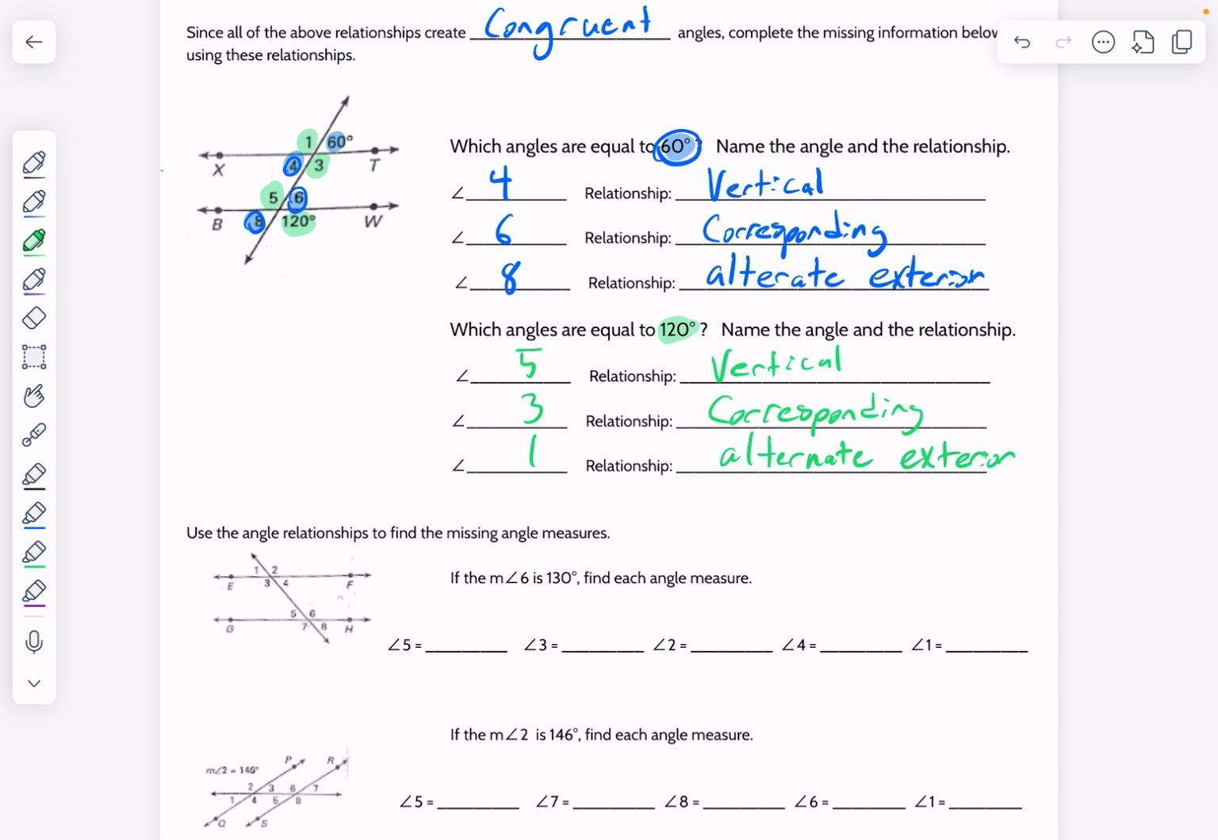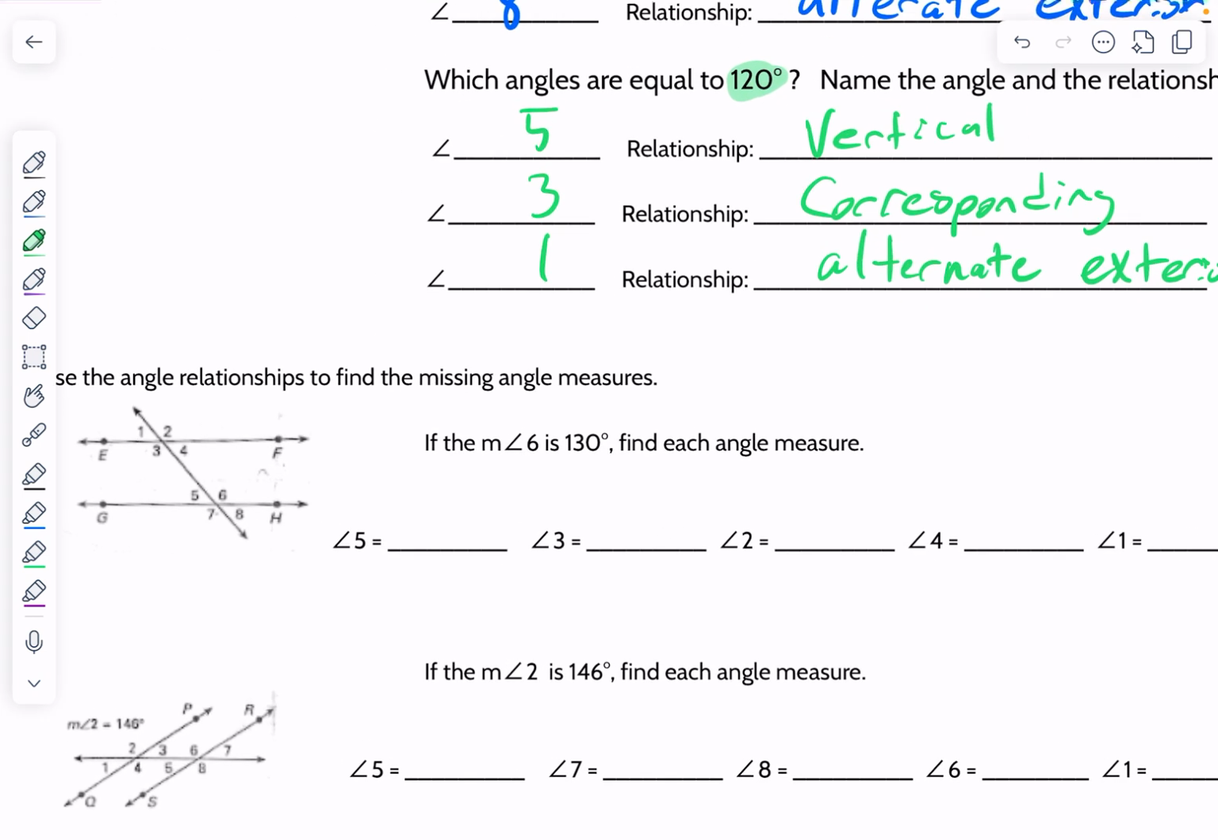All right, so now we're going to use these to find missing angle measures. If the measure of angle 6 is 130 degrees, so I'm going to find that measure. It's right here, angle 6. It's saying it's 130. I'm going to go ahead and label it just to help myself out. Find the angle of each of these measures.